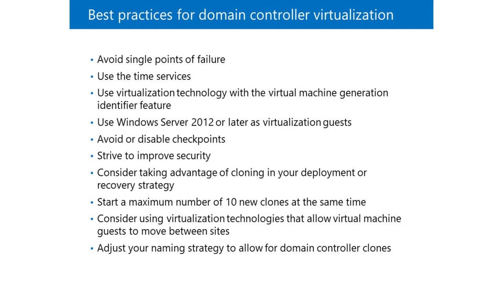Consider using virtualization technologies that allow you to move virtual machines across site boundaries. This can be beneficial in your deployment and recovery strategies. For example, you can create 10 clones in a central location, and then move them to remote offices during off-peak hours. Adjust your naming strategy to allow for domain controller clones. For example, allow clone domain controllers to retain the first 8 characters of the source domain controller name, and then attach CLNNNN.